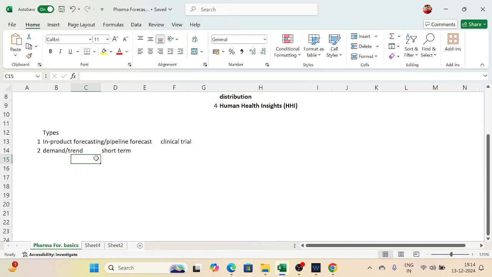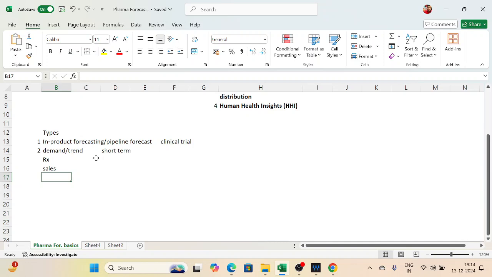There can be a number of events, like new product launches or loss of exclusivity. So we perform demand-based or trend-based forecasting for a short period only. It can be on anything. You can perform trend analysis on prescriptions, on the sales, anything. There are different components. We perform seasonality also here.